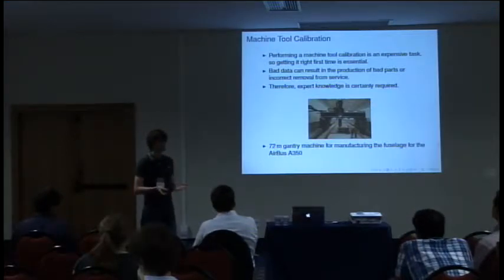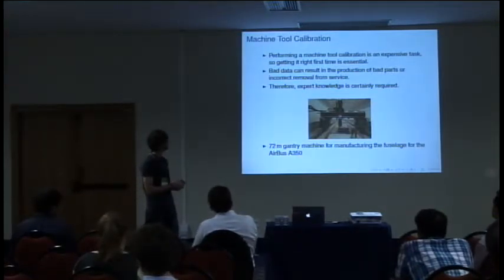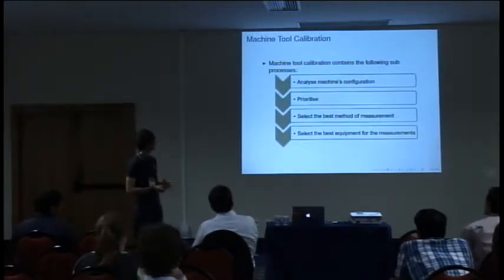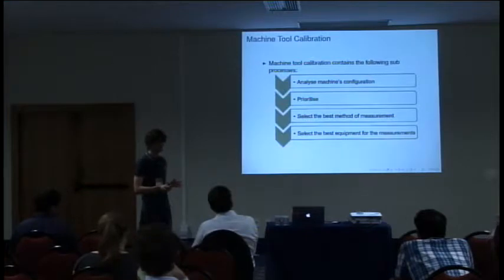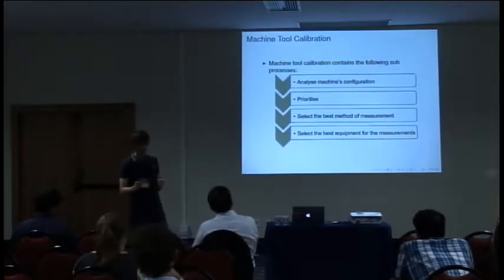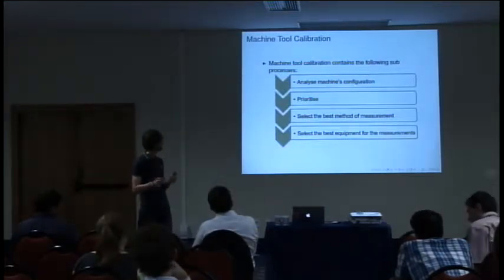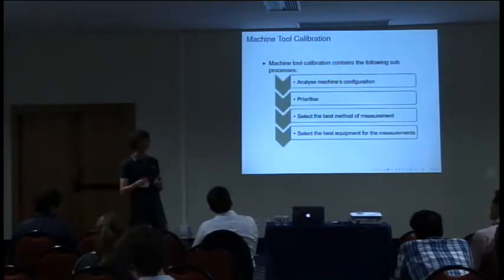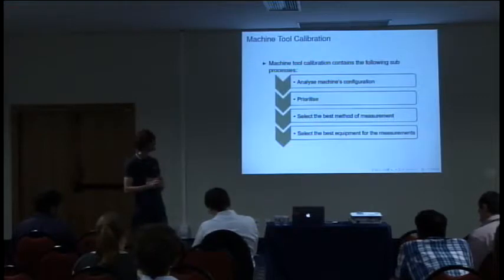So expert knowledge is certainly required. You need somebody who's very experienced in this area to come up with a calibration plan. So just to summarise, calibration can be broken down into the following sub-processes. First of all, you'd analyse the machine's configuration to determine the geometric errors. Then you'd prioritise these, which ones are more important depending on the machine's configuration and what you're manufacturing. You'd select the best measurement method, and then you'd select the best equipment for that measurement.